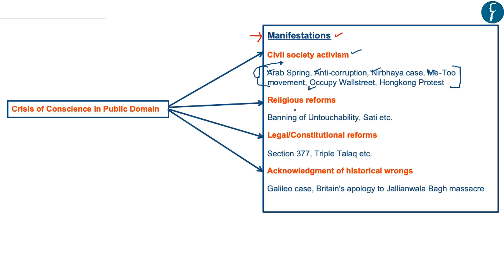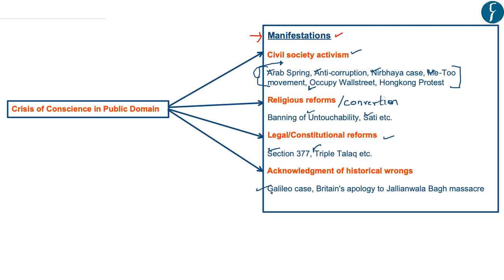Besides, crisis of conscience in the public domain also manifests in the form of religious reforms or even conversions in cases of some religions, the moment that sections of that religious denomination start questioning practices like untouchability, sati, etc. Besides, crisis of conscience also manifests in the form of legal and constitutional reforms, as was seen in the decriminalization of Section 377 recently, and also the passing of the Triple Talaq bill recognizing the constitutional rights of Muslim women in India.